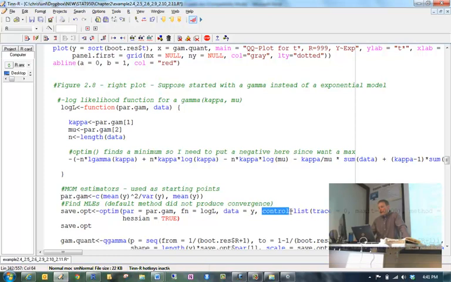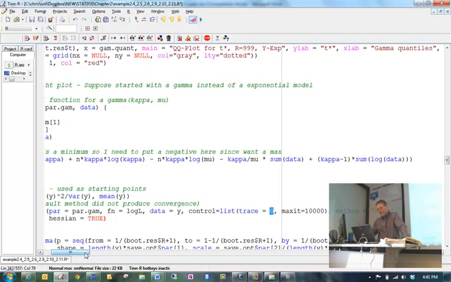Then I use the control argument. That allows me to control various aspects. And you can take a look at the help for Optim to see the various arguments that you have. I have trace equals 0 here, so it doesn't show me every single iteration. If you do something other than trace equal 0, you'll see bits and pieces of iterations. Maximum number of iterations, 10,000. I just put that there to let you know that this kind of stuff exists. You can control this stuff more.